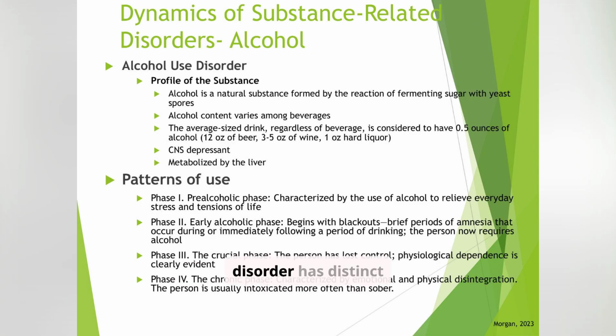Alcohol use disorder has distinct phases. The pre-alcoholic phase involves using alcohol to relieve stress. The early alcoholic phase includes secretive drinking. The crucial phase involves loss of control. The chronic phase is characterized by physical and psychological dependence.